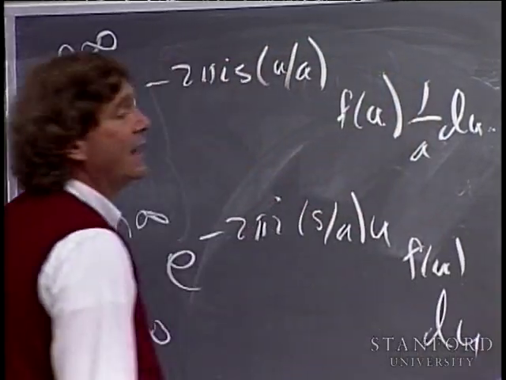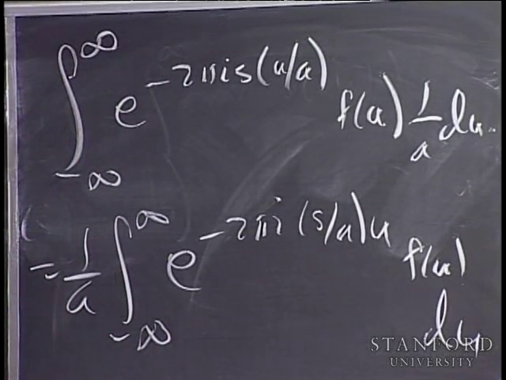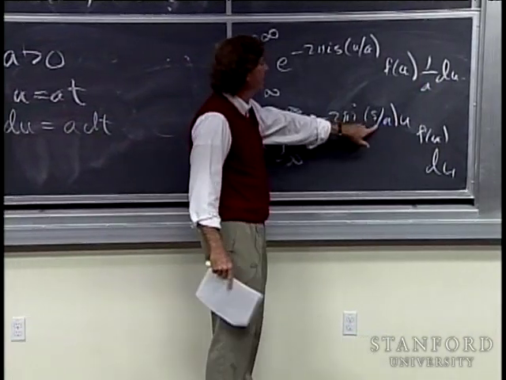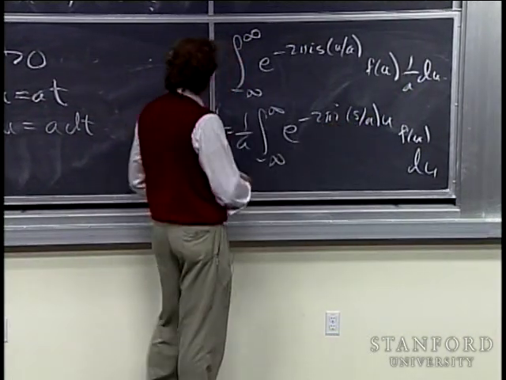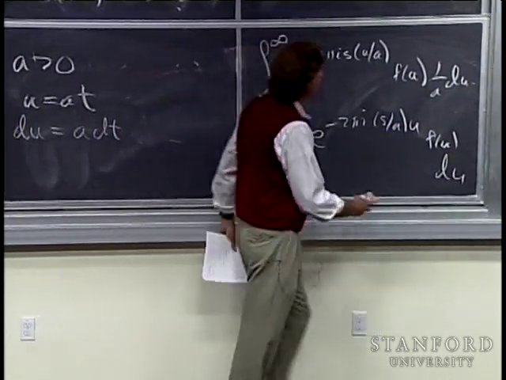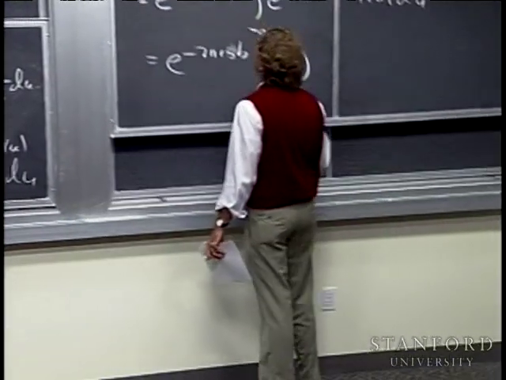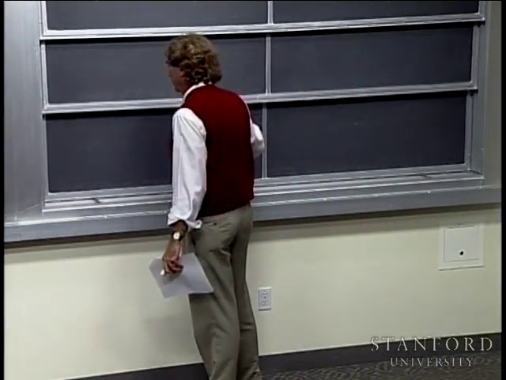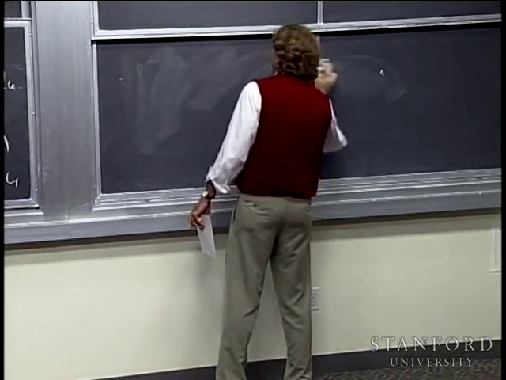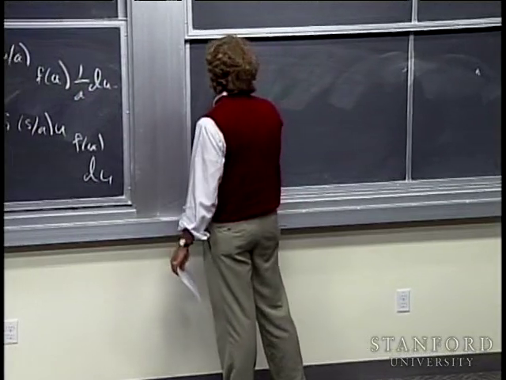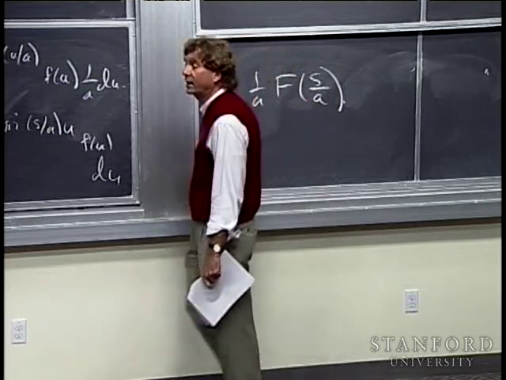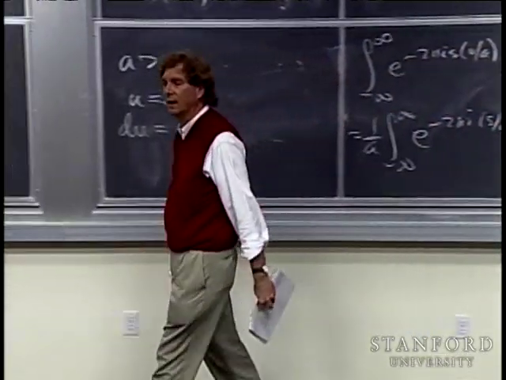And if I do that, it's plain enough what you see. What remains is the Fourier transform of the original signal f evaluated not at s but at s over a. Okay? So that is 1 over a times the Fourier transform of the original function, not evaluated at s, but evaluated at s over a. Fine. Done. Very nice.